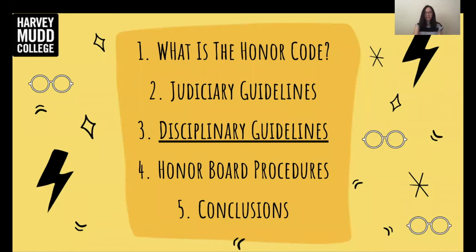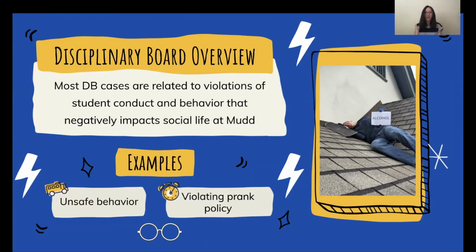Now let's talk about DB related stuff. DB cases are mostly related to violations of student conduct. Different from JB, DB is mostly about student behavior and social life at MUD. Examples of DB violations include unsafe behavior and violating the prank policy.